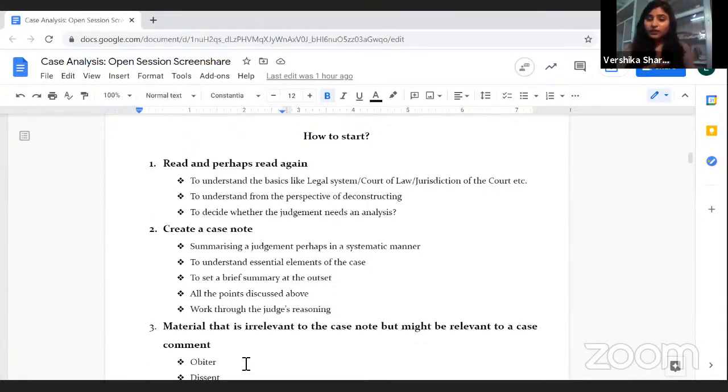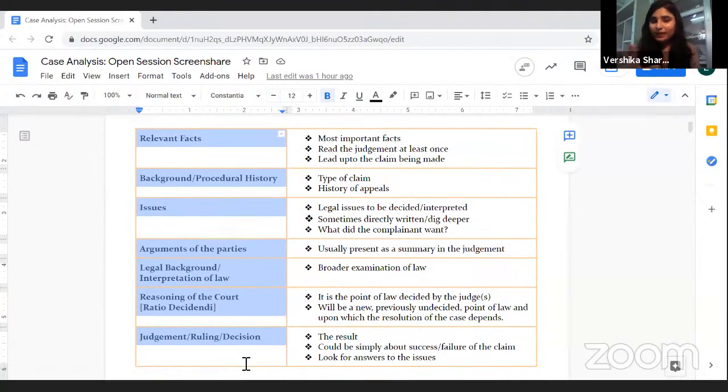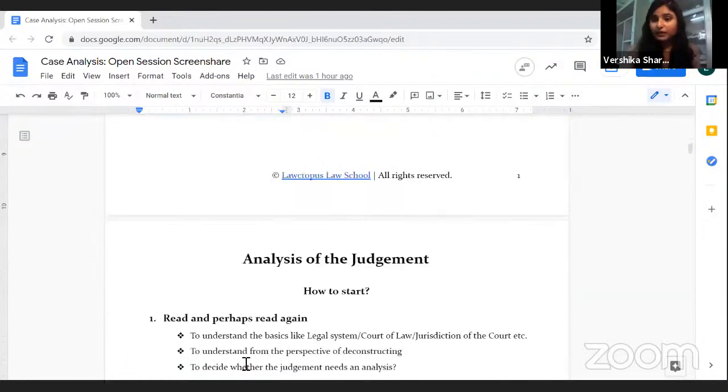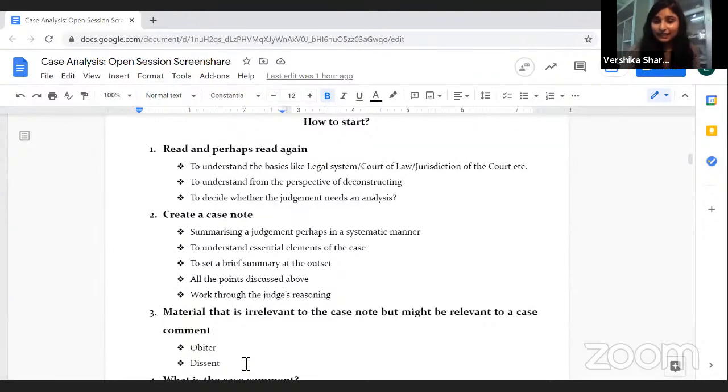Understand it now. Once you've read it and you've figured out these basic details, this next part is to understand it from the point of deconstructing it, which means figuring out all these itty-bitty details. What's the relevant fact? What are the issues? And when you read it the second time, it will become much easier for you to figure out, because you might have already marked your important points in the first instance itself.